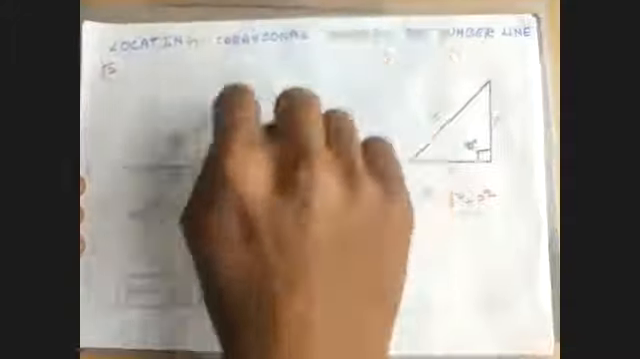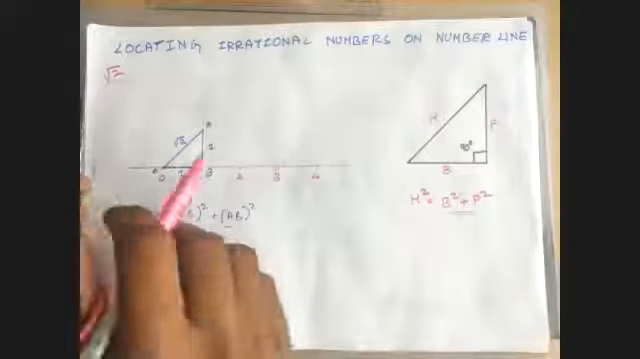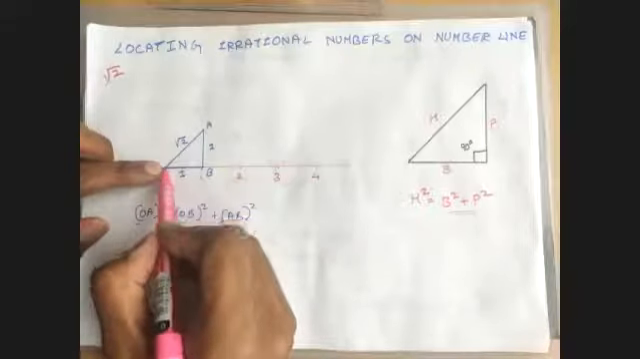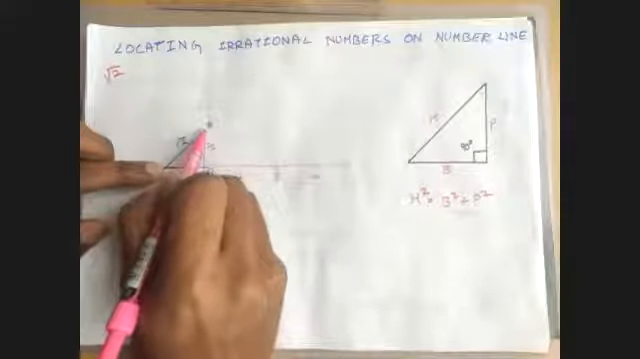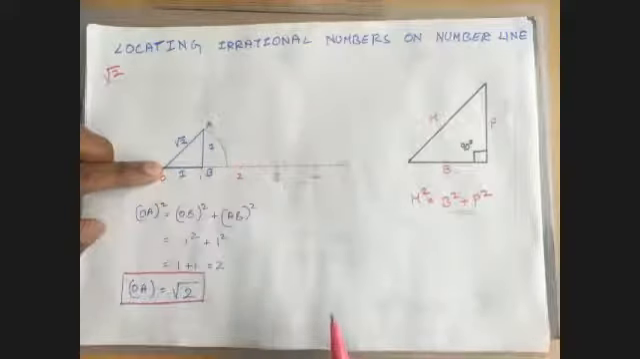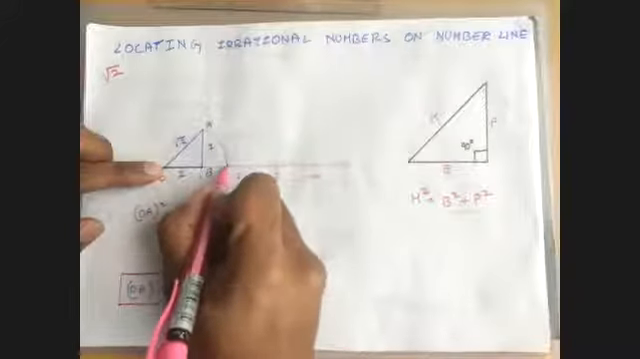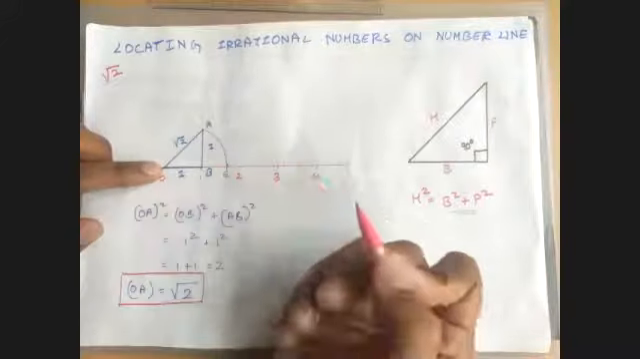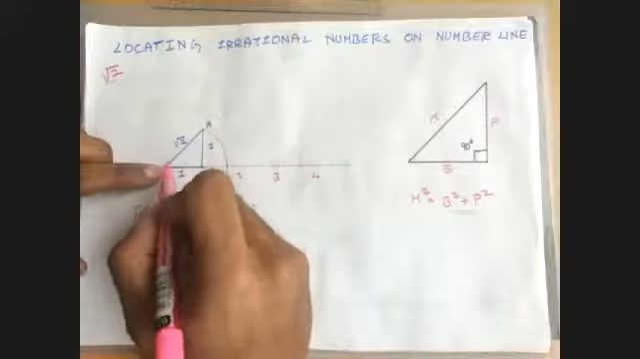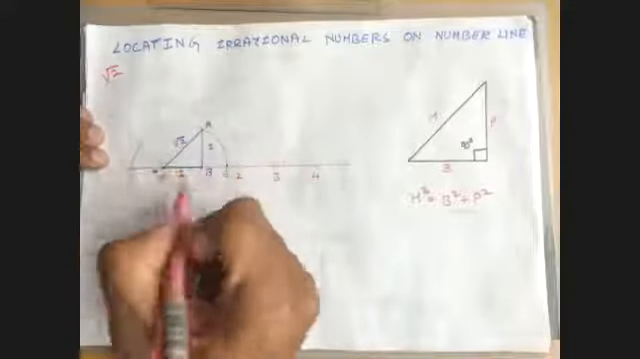So how do we mark this on the number line? It is very simple. We need to take a compass, place the pointed edge here and place the pencil here and draw an arc. So this point would be equal to root 2. Okay, so how is this possible? Now let us take this. Now I'll draw a circle around this.